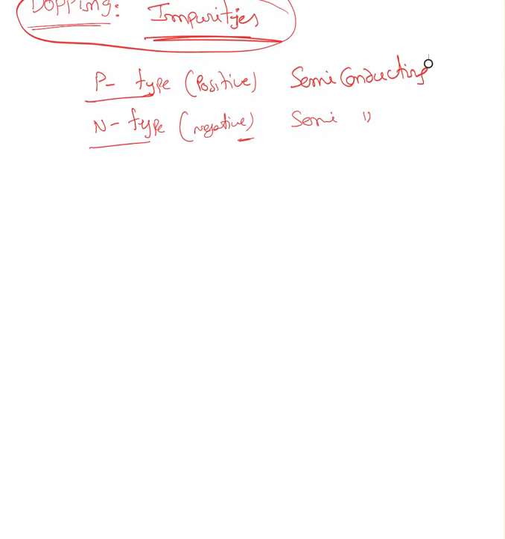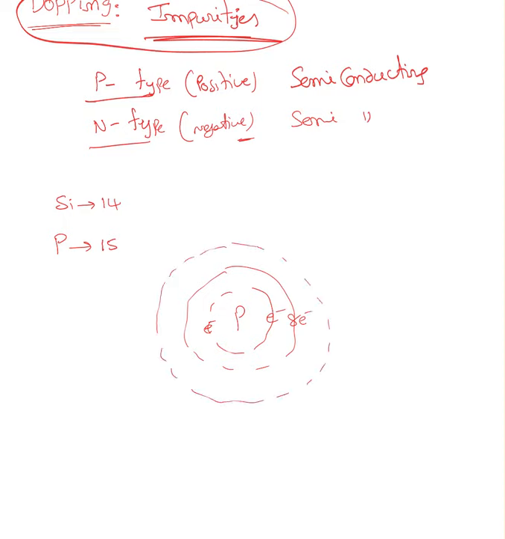Now, say for example, you have a silicon atom. Silicon has 14 electrons, and phosphorus has 15 electrons. We're going to add a very small quantity of phosphorus. Here is my phosphorus. It has 2 electrons in the first orbit and 8 in the second. Now the outermost orbit has 5 electrons.